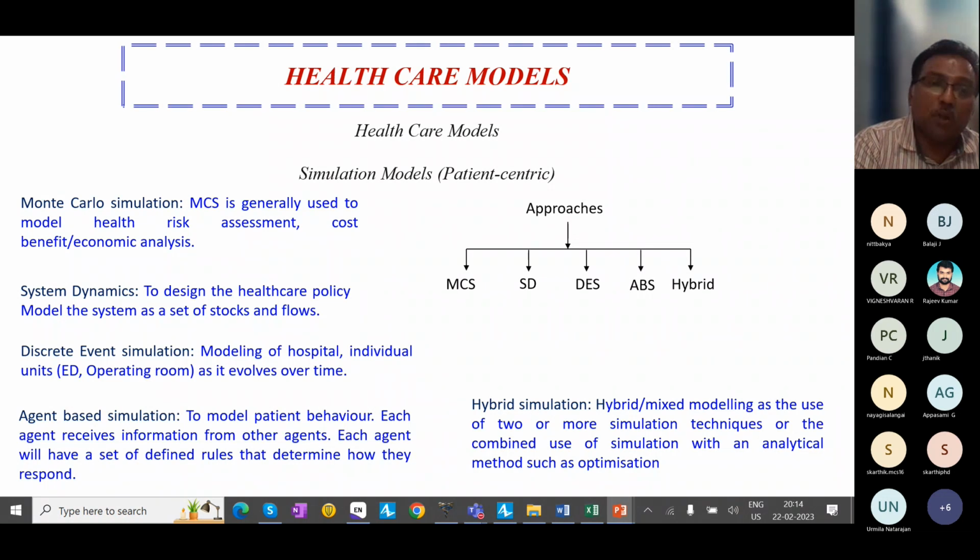Suppose I want to model how COVID-19 will spread. You know that there are models available for this. SIR, we call it SIR: susceptible, infection, and recovery. And one more model is the SEIR.